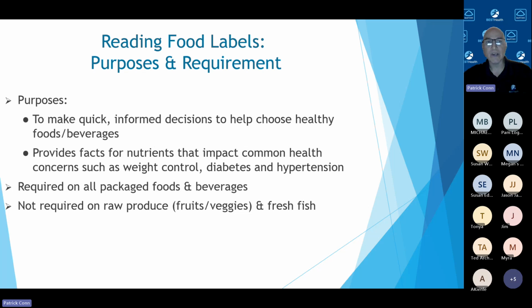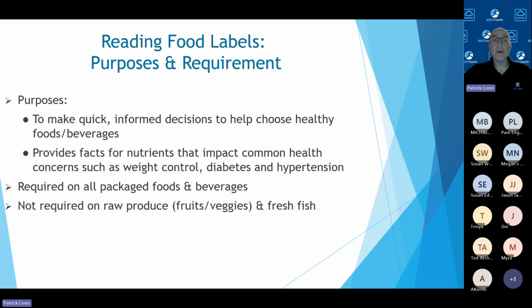Also, another purpose, it provides you facts or nutrients that impact common health concerns such as weight control, diabetes, and hypertension. And the example of the food label that we're going to show you shortly are the nutrients that are required to be on the food label. That's the minimum requirement. And of course, manufacturers can add additional nutrients to that if they want to. Okay, so you will see that shortly.